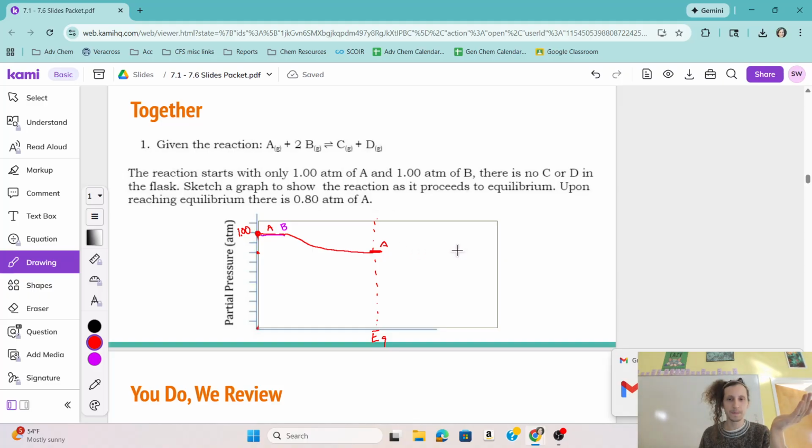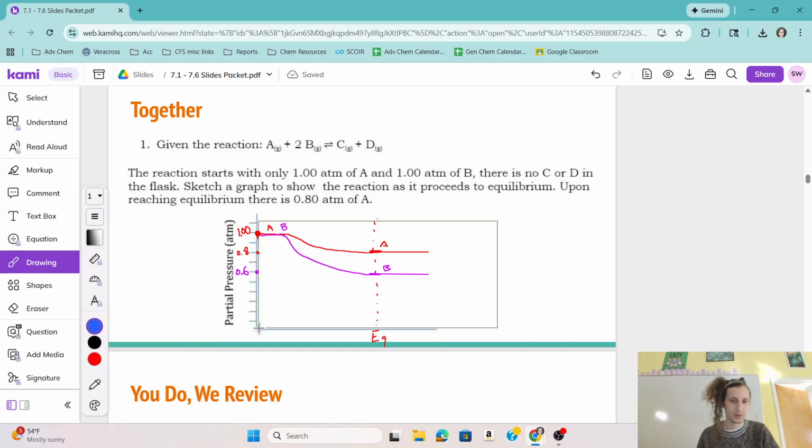For B, however, it has a coefficient of 2. That means for every 1 atmosphere of A used up, 2 atmospheres of B are used up. So if this is 0.8, then that means B at equilibrium is going to be 0.6. So about here, this is where substance B will end up at equilibrium. So it's going to have a steeper drop off until it also plateaus out. And we sort of get this plateauing of concentration for substance A and B.